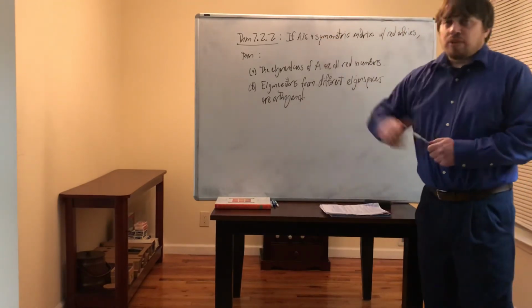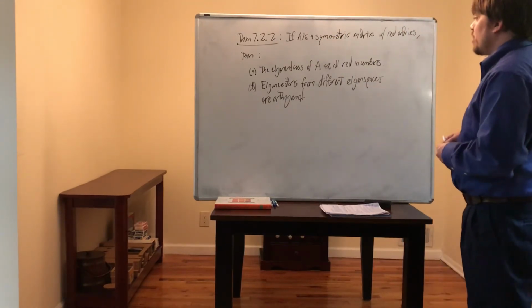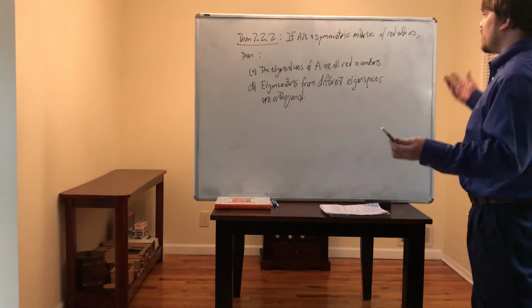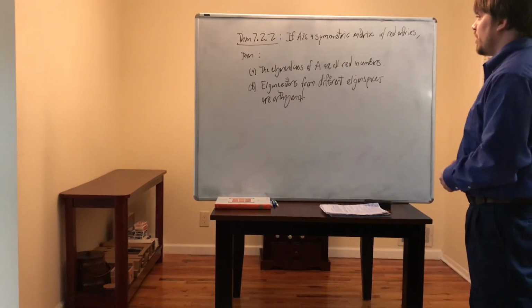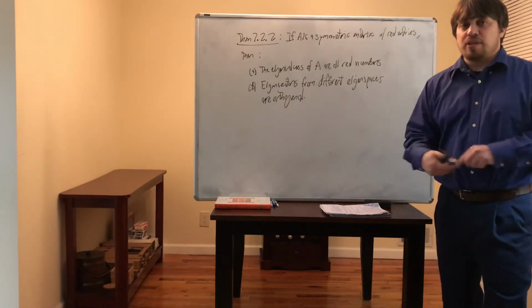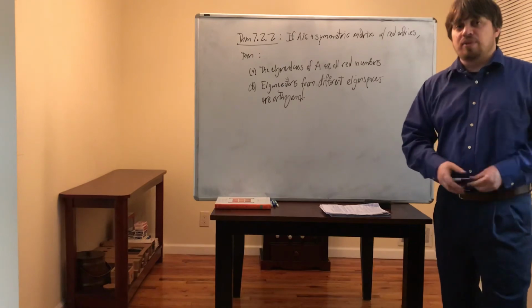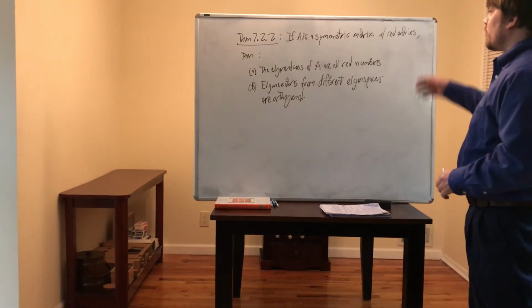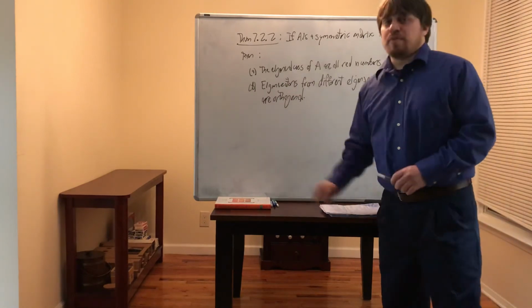Okay, so theorem 7.2.2. If A is a symmetric matrix, meaning A transpose is equal to A, so A is a symmetric matrix with real entries. The entries are not complex. In section 5.3, we studied complex matrices where the entries could be complex numbers. Here, the entries are only real numbers. Okay, so A is symmetric with real entries. Then these two statements are true.